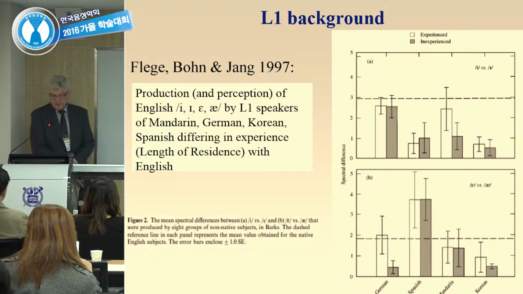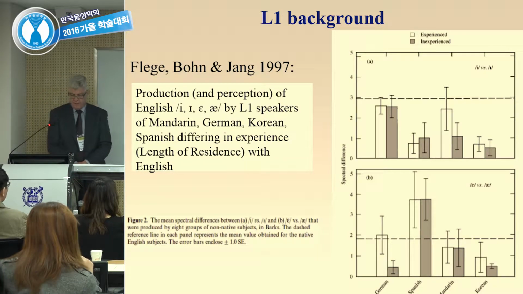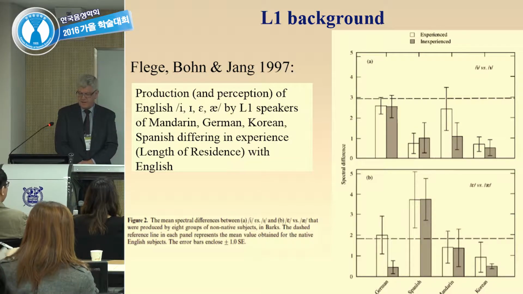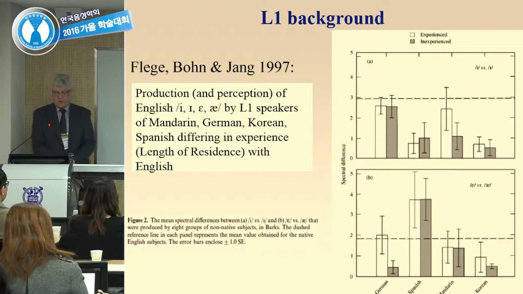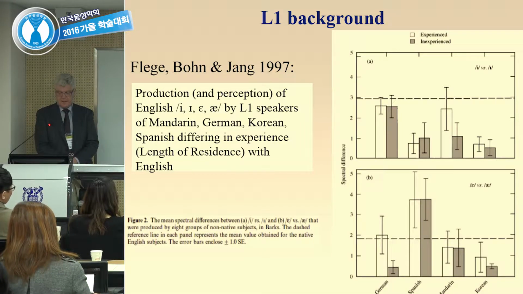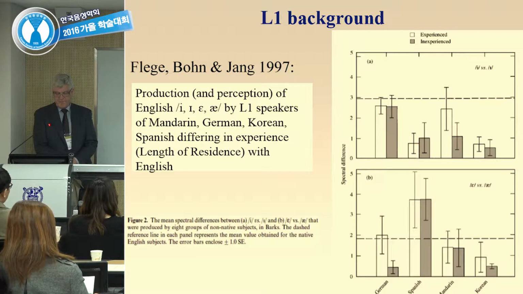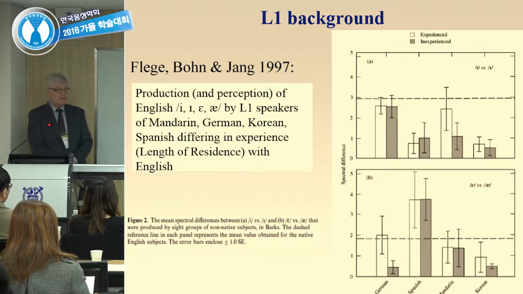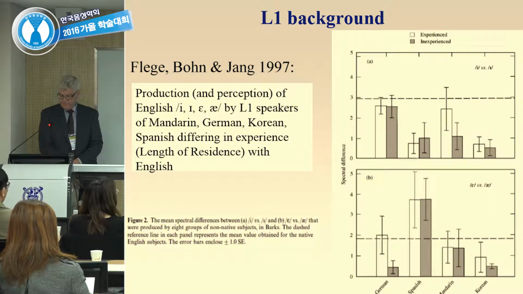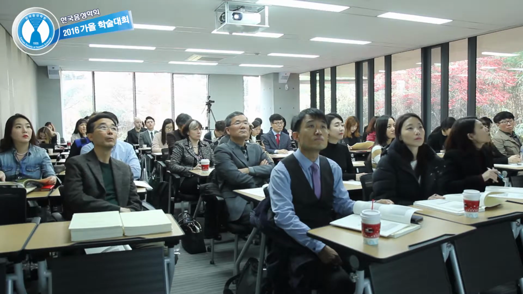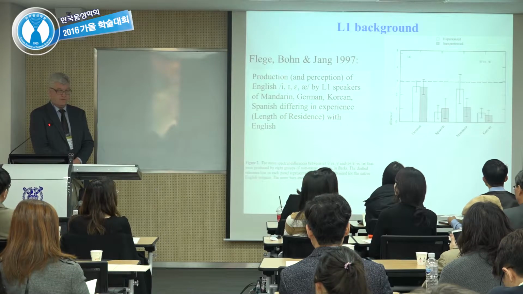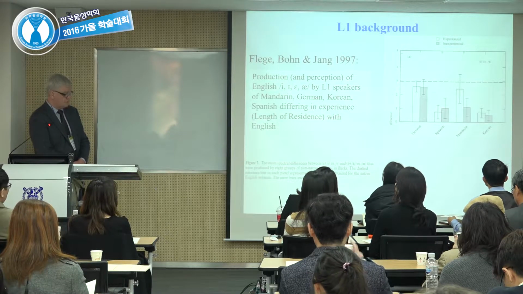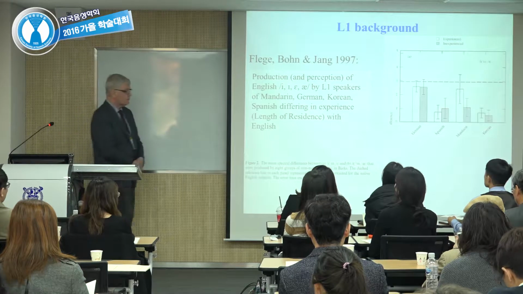Okay? Here's another example from a study, a fairly frequently quoted study that I did with Jim Flege and a Korean colleague, where we looked at the production and also the perception of the English vowels, by native speakers of Mandarin, German, Korean, and Spanish, and they differed in length of residence, that is, English language experience. And what you see here, first of all, is how well these 8 learner groups, divided by experience, so 4 language groups, did with respect to the contrast for English.